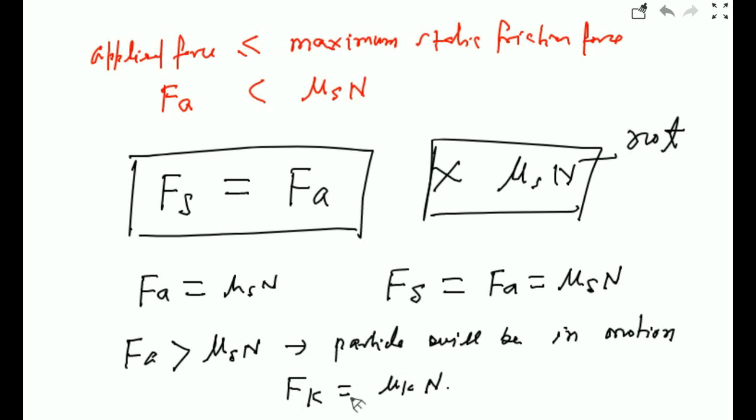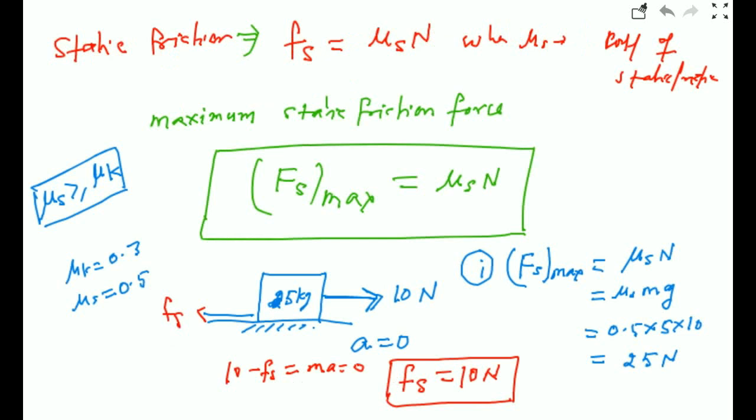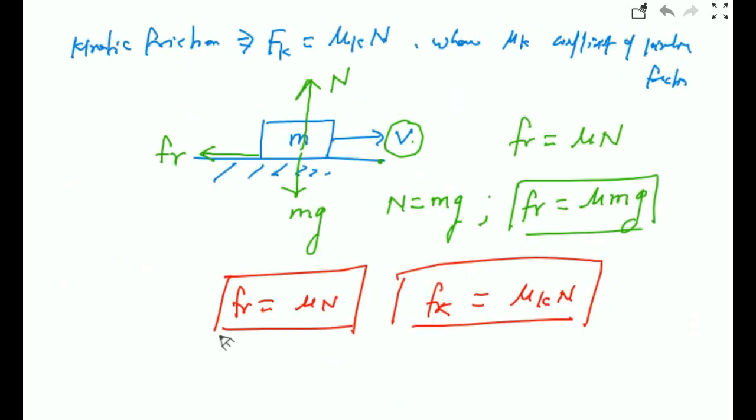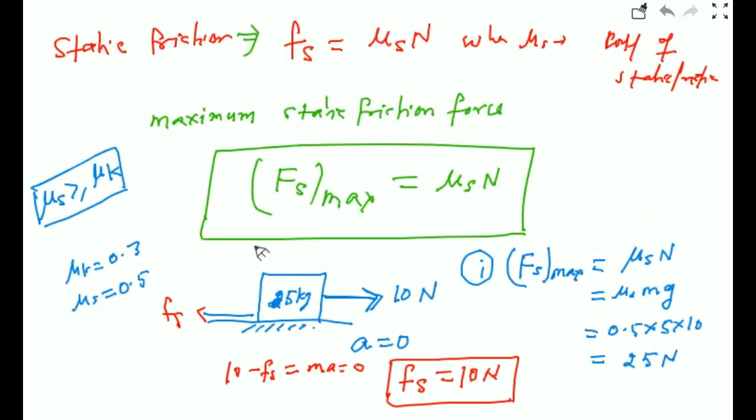So these are very important points. You have to know how to use the formula for friction force. There are two friction forces, one is the kinetic friction force and one is the static friction force. Kinetic friction force is very easy, you just write mu k into N, where mu k is the coefficient of kinetic friction. But static friction is a little bit complicated. If you write the static friction formula mu s into N, that is not always mu s into N. That is the maximum static friction force.